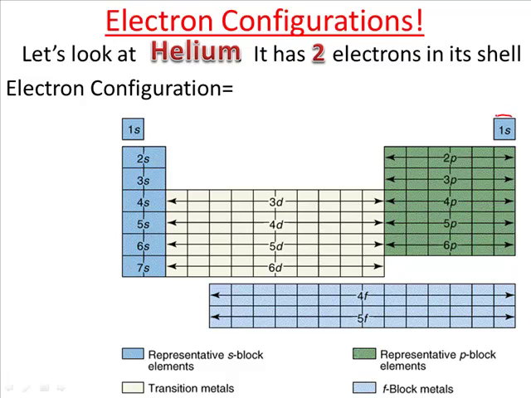That would be the one right here. It has 2 electrons in its shell, right? The electrons are equal to the number of protons, assuming it's a neutral atom. So the charge is neutral, protons equals electrons, there must be 2 of them there.